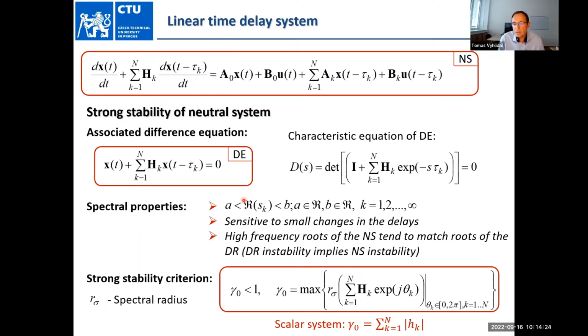And we also need to look at the so-called strong stability. To have practical stability of a neutral system, it's not enough if the system is stable for nominal delay values, but we also need to look at what happens if the delays are perturbed. Then we have this strong stability criterion, which is quite complex in the matrix form, but in the scalar form, it's relatively simple. This gamma zero value is just given by a sum of the coefficients.